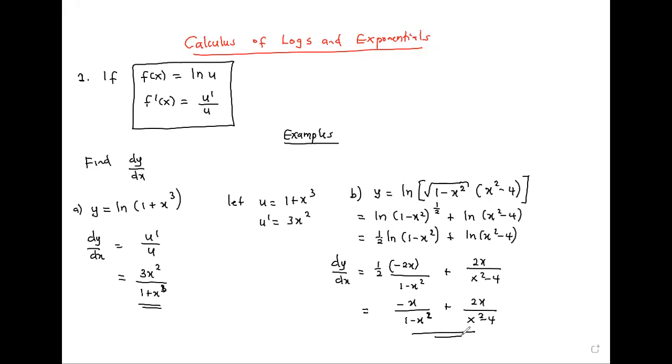Any questions? The next 3 steps are from the laws of logs. The third step is differentiation. So you multiply half by negative 2x to get negative x? Yes.